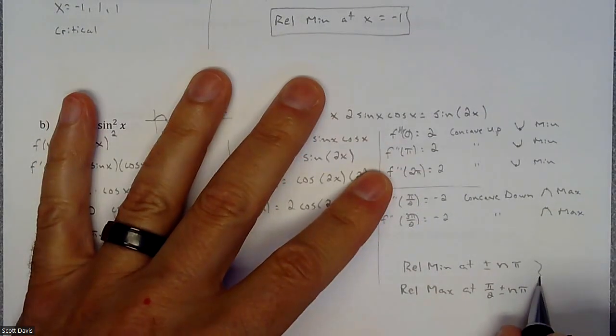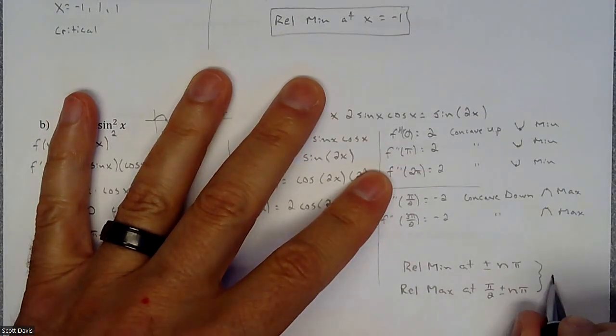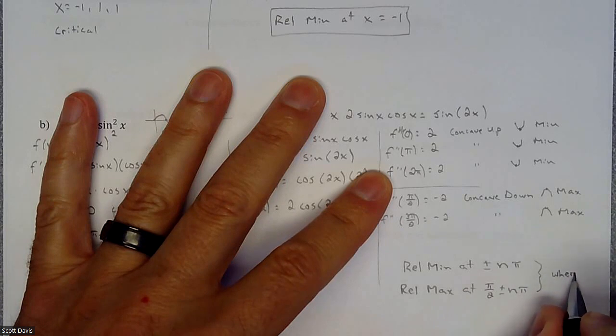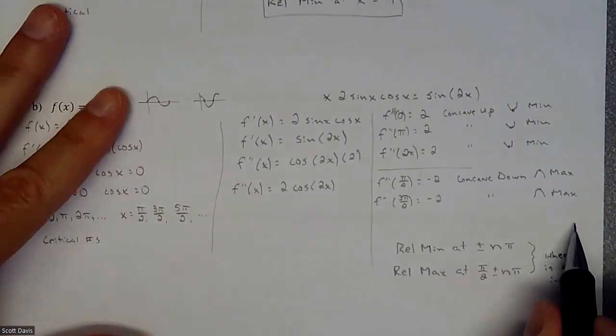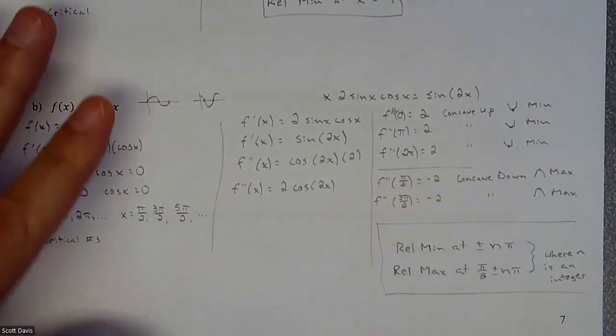But I need to add one last little thing, my n's. We need to define that where n is an integer. We can't have fractional values. We have to have integers on those. So that is our extrema.